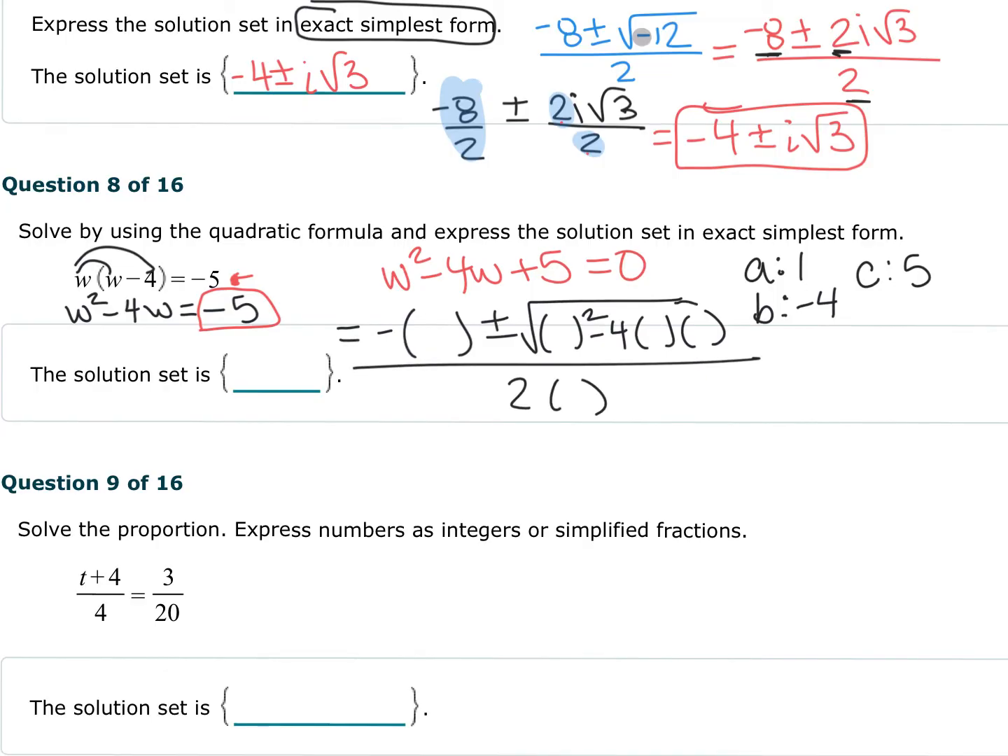Okay, so let me plug in my numbers. I've got negative b, so negative 4, plus or minus the square root of b squared minus 4ac, which I've already plugged in for you, all over 2a. Now I want to find that most important number before I move on. So I'm going to find this most important number here, which we call the discriminant. That would become negative 4, because it would be 16 minus 20, which is negative 4.